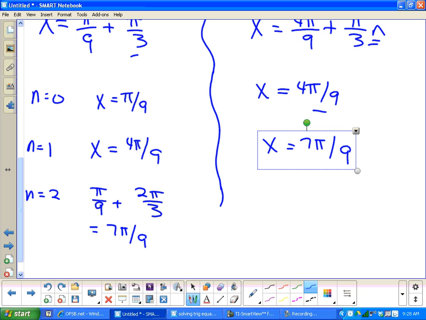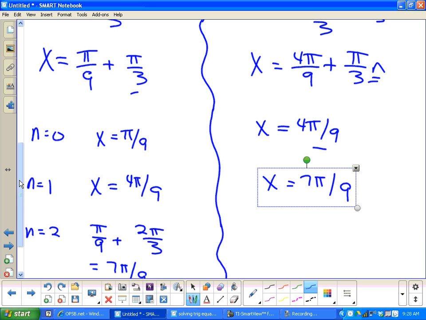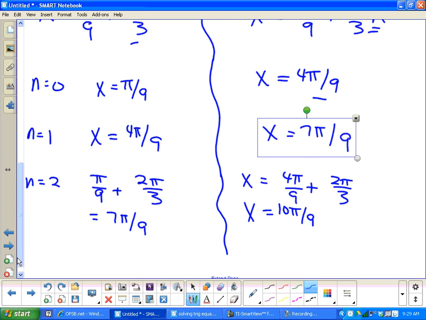Now let's plug in 2 on our other one over here. If n is 2, we get 4 pi over 9 plus 2 pi over 3. So 4/9 plus 2/3, yeah, 10 pi over 9. Now, am I getting bigger than 2 pi yet? No. It would have to be 18 pi over 9 before it got bigger than 2 pi. So do I still need to keep going? Yes, unfortunately.